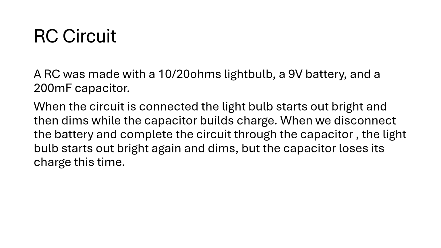So the next part of our experiment was to create an RC circuit. We made this RC circuit using a 20 ohm light bulb, a 9 volt battery, and a 200 mF capacitor. When the circuit is connected, the light bulb starts out very bright and then dims while the capacitor builds charge. When we disconnect the battery and complete the circuit through the capacitor, the light bulb starts out bright and then dims again, as the capacitor loses charge over time.